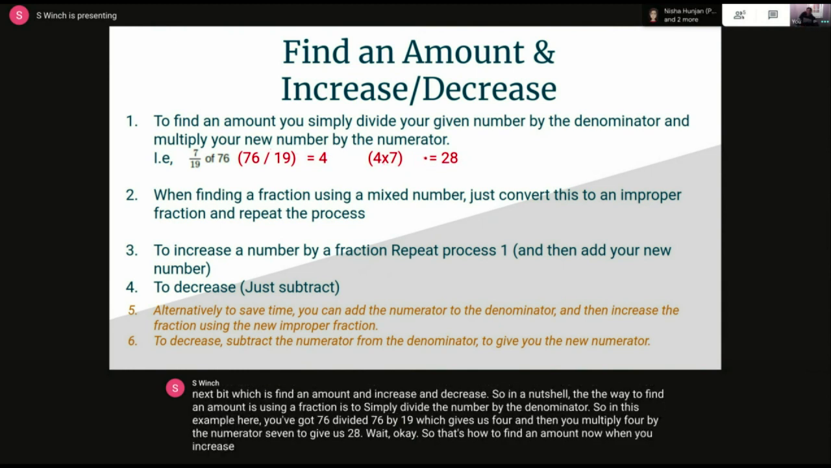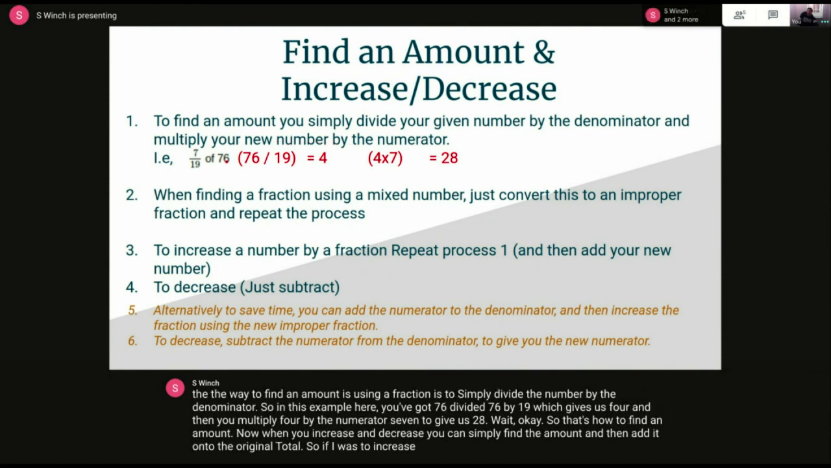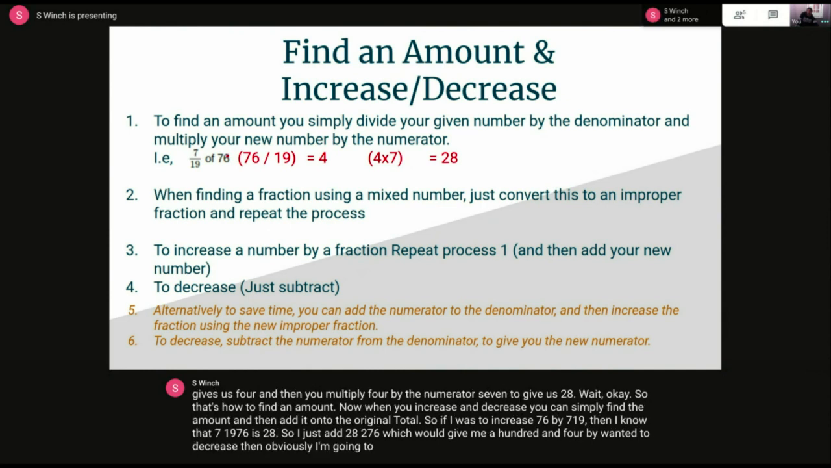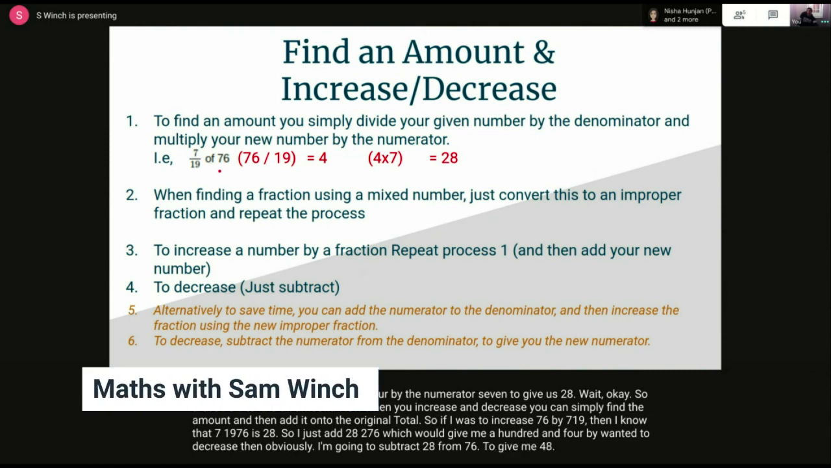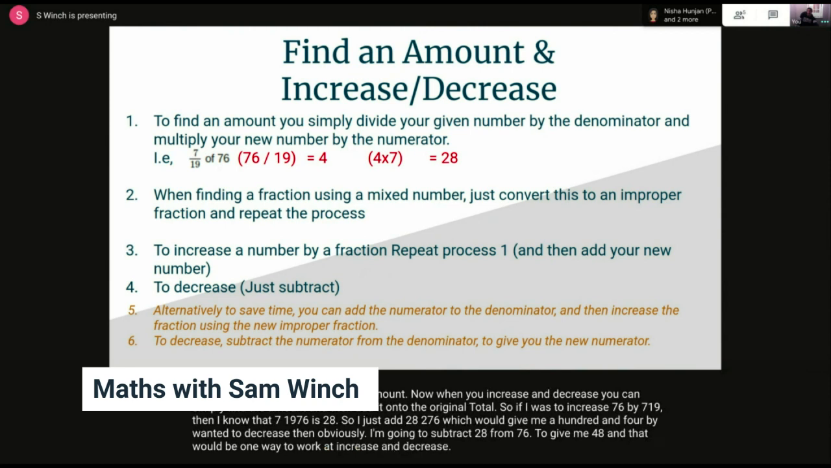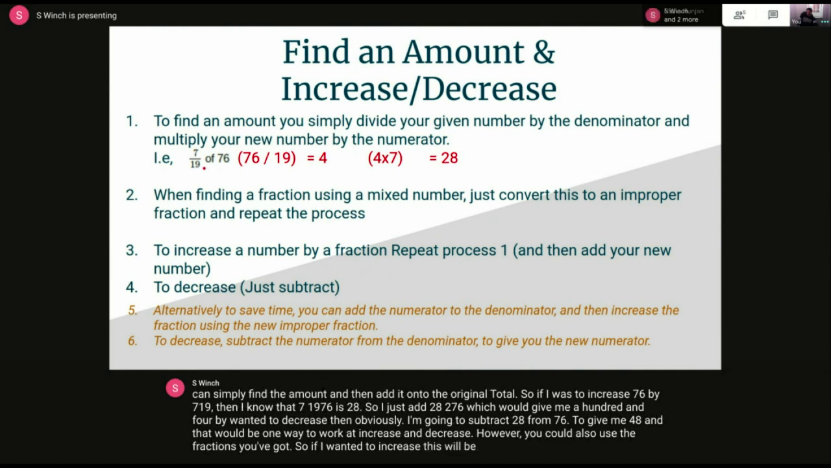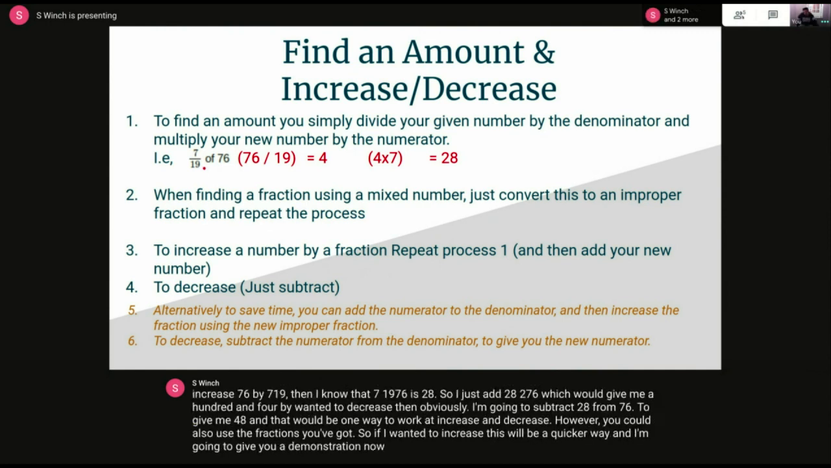Now, when you increase and decrease, you can simply find the amount and then add it on to the original total. So if I was to increase 76 by 7/19, then I know that 7/19 of 76 is 28. So I just add 28 to 76, which would give me 104. If I wanted to decrease, then obviously I'm going to subtract 28 from 76 to give me 48. And that would be one way to work out increase and decrease. However, you could also use the fractions you've got. So if I wanted to increase, this would be a quicker way, and I'm going to give you a demonstration now, actually, on the worksheet.